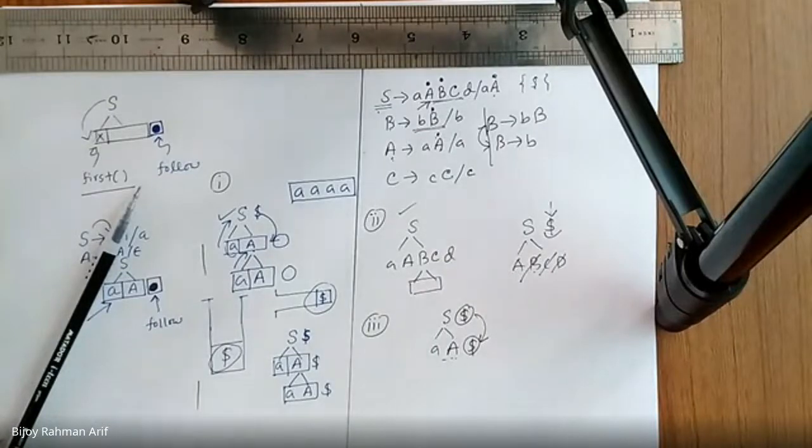So for finding follow, at first it is better to find first. After finding first, finding follow becomes quite easy. But what is the problem with all these 3 rules? All these 3 rules are recursive. You have to apply them again and again. Am I right?